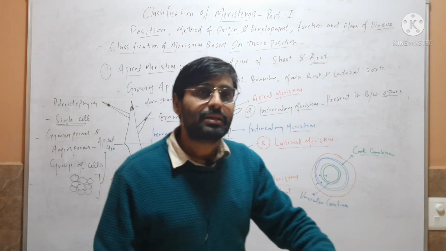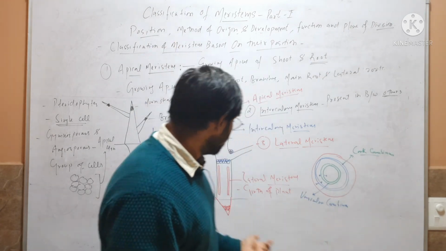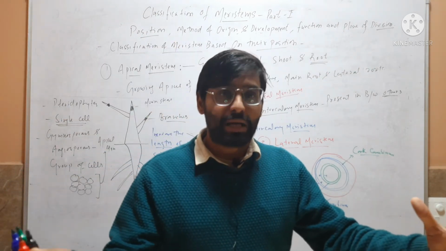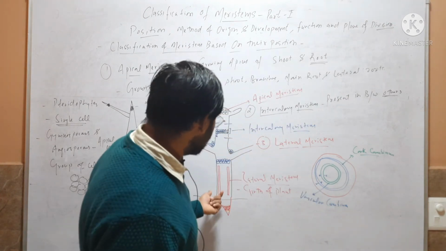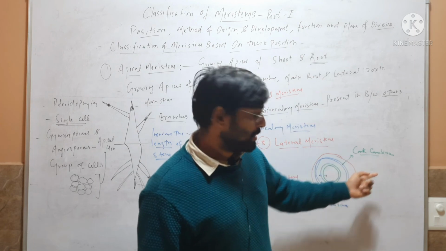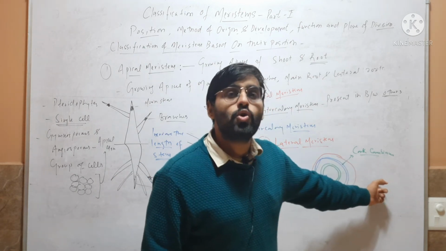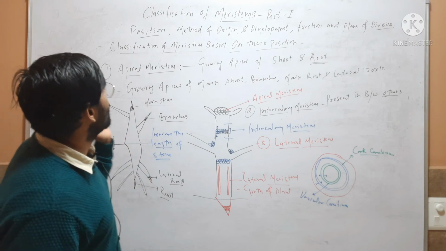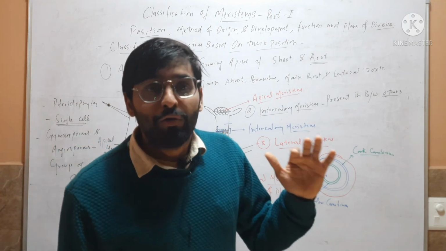Lateral meristems are meristems that are present laterally in a stem, and that increase the girth of the stem or plant. Examples of these lateral meristems are vascular cambium and cork cambium. They cause secondary growth in plants. So these are the three types depending upon position of meristem.